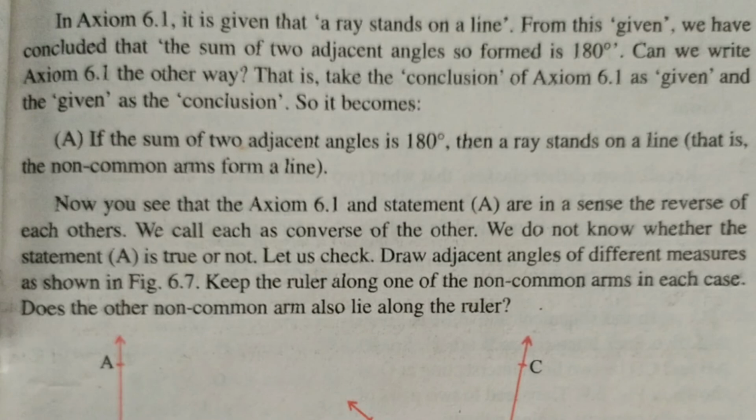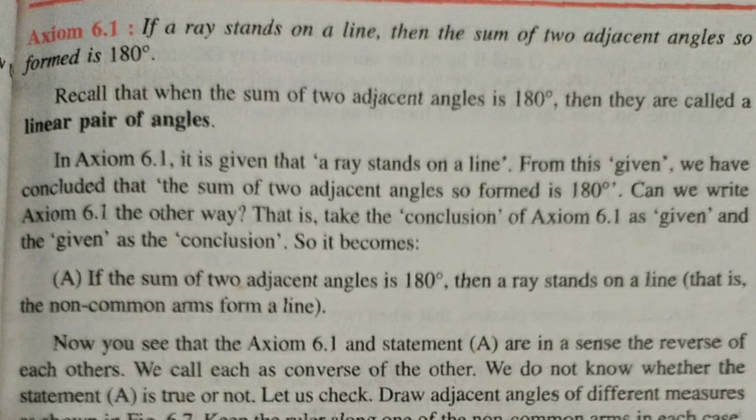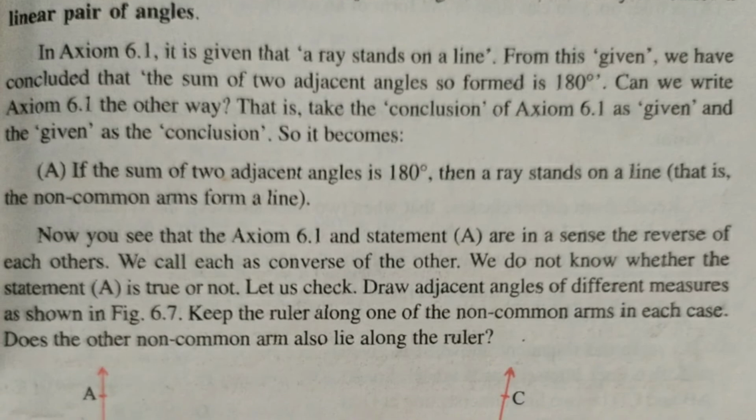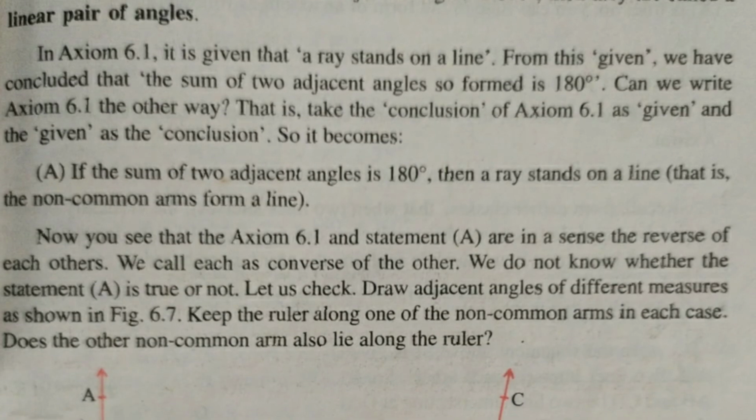So if a ray stands on a line, then the sum of two adjacent angles is 180 degrees. Recalling Axiom 1, we can say from this: if the sum of two adjacent angles is 180 degrees, then the ray stands on the line, and the non-common arms form a line.